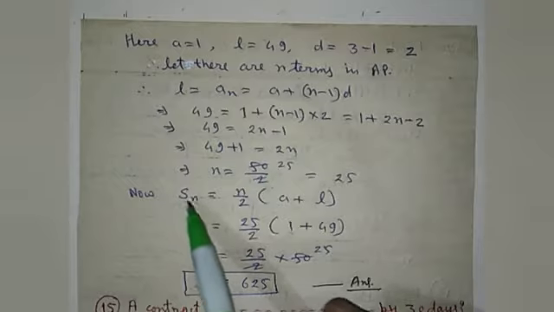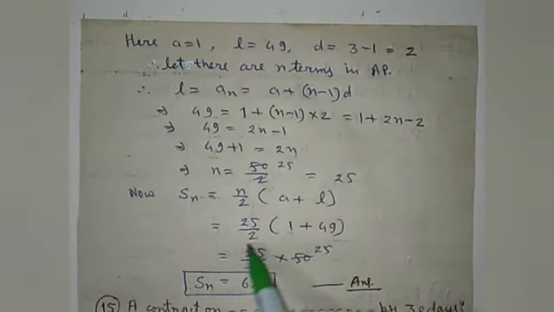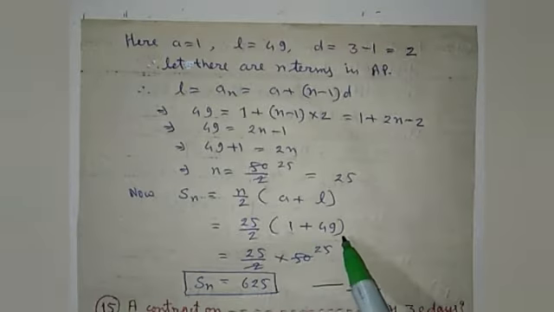Hence the sum Sn is equal to n by 2 into a plus l. So it is equal to 25 divided by 2 into bracket 1 plus 49 because last term is 49. So it is equal to 25 divided by 2 into 50. So it is equal to 625.